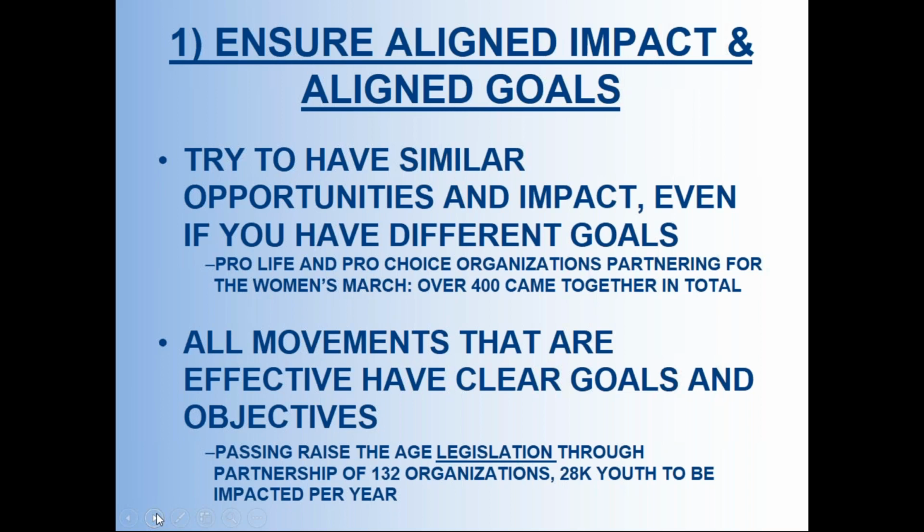Four different ways. Number one, ensure aligned impact and aligned goals. Try to have similar opportunities and impact, even if you have different goals. So look, 400 organizations came together for the Women's March. Great, empowering opportunity. You think about how Bob Bland, Tamika Mallory, Linda Sarsour, Carmen Perez were able to mobilize people from around the country and around the world.